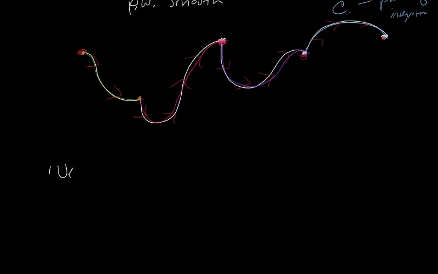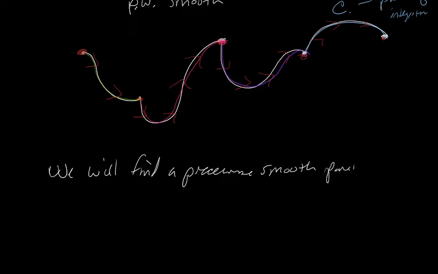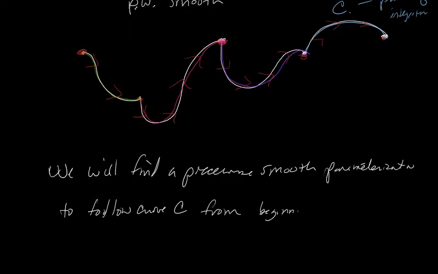So we will find a piecewise smooth parameterization, that's the word I'm looking for, parameterization, to follow curve C from beginning point to end point. Okay, that's what we are going to do. Now that's assuming it has a beginning and an end. It could be, you know, from negative infinity to positive infinity, however it's set up. But that's our job. That's what we are going to do.